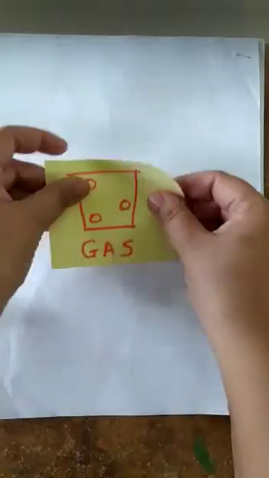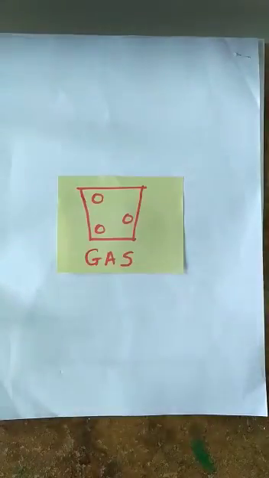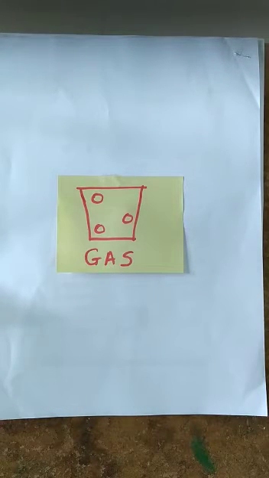Then we have a gas. This is the third state of matter. Gas has no particular shape. The molecules are spaced apart, and the gas usually cannot be seen.